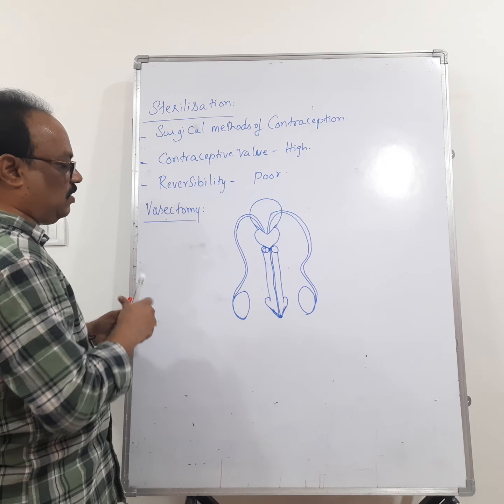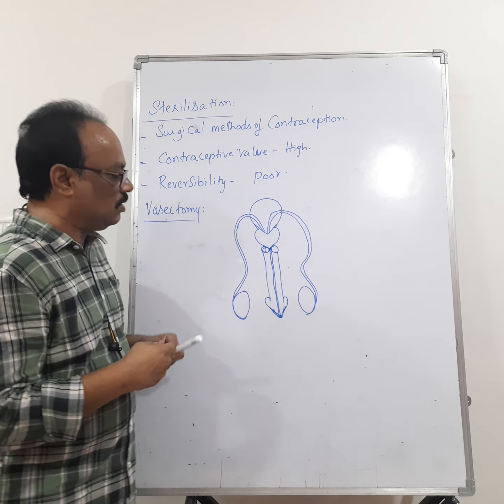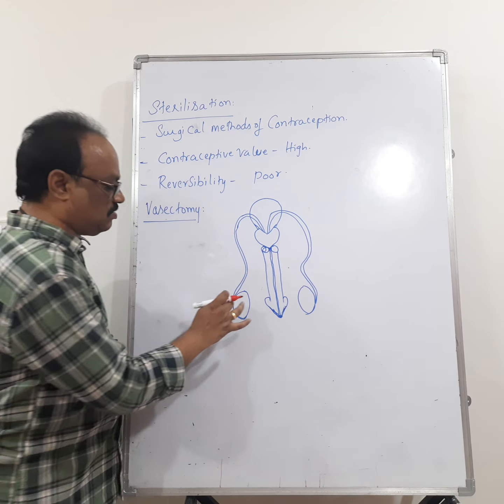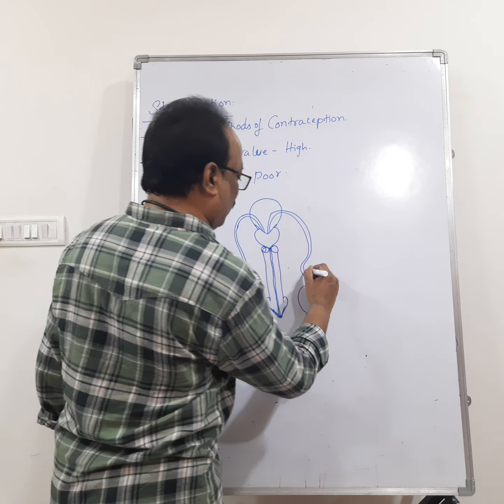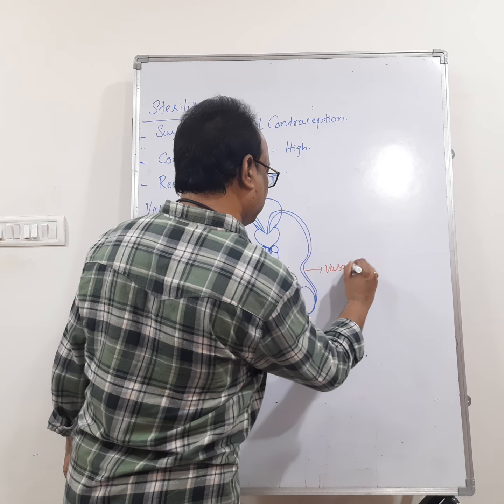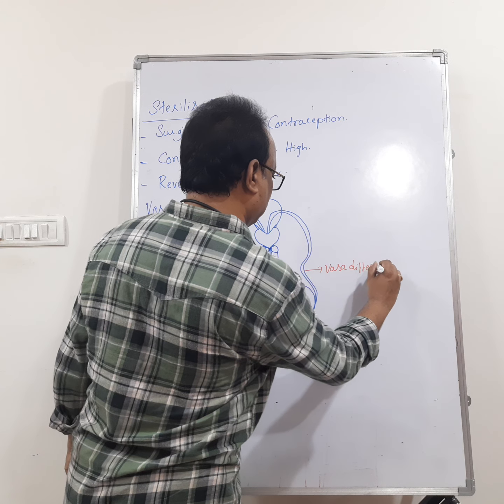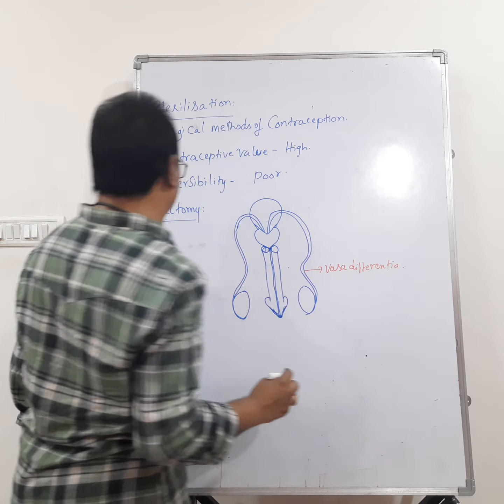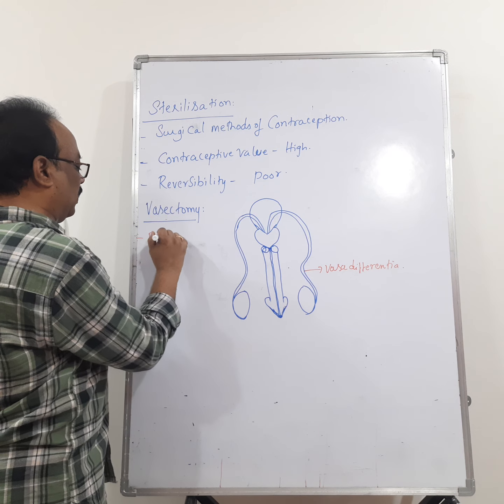Right. So you can see this one. This is the male reproductive system. These are the testes. This is the vasa deferentia. Vasectomy is done in males.